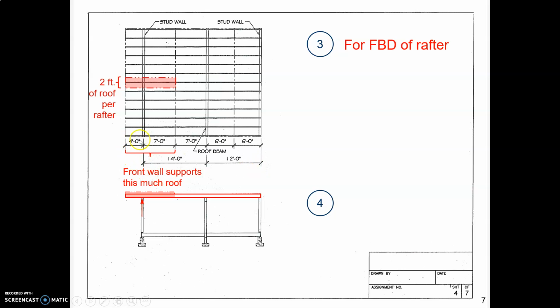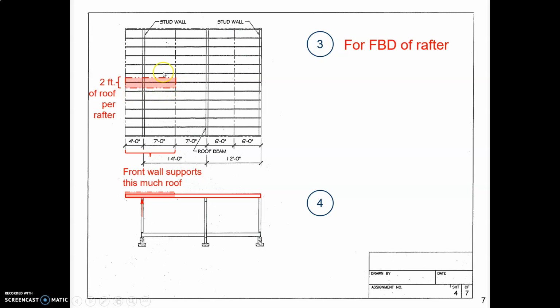going from left to right, there's a 4-foot overhang. Then from the wall to the roof beam is 14 feet. And then from the roof beam to the back wall is 12 feet. So sorting through all those numbers, what we are interested in here when we're thinking about the front wall is how long is this strip of roofing? Well, we have a 4-foot overhang, and halfway from this wall to the next beam is 7 feet. So this strip here must be 4 feet plus 7 feet. That strip is 11 feet long and it's 2 feet wide.